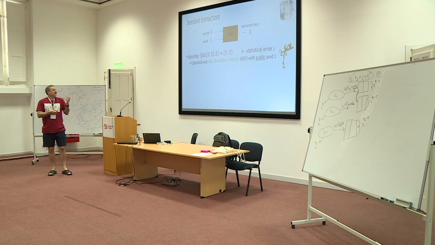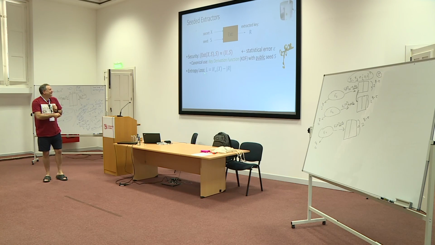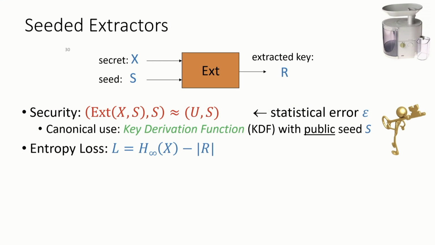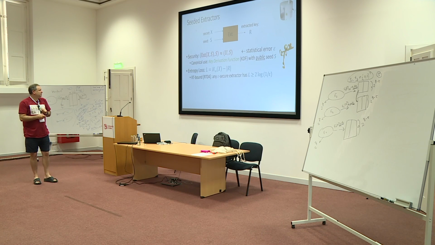Previously we said deterministic extraction was impossible. Here we'll see things are not only possible, but we can extract almost all the entropy. So from the land of impossibility, I'm getting to the land of greed. I said I want to extract everything. So the measure of efficiency will be the thing called entropy loss, which is the difference between the entropy of my source and the length of R. And we'll be able to extract from all high entropy distributions. So the availability of this random seed suddenly turns impossibility into possibility.